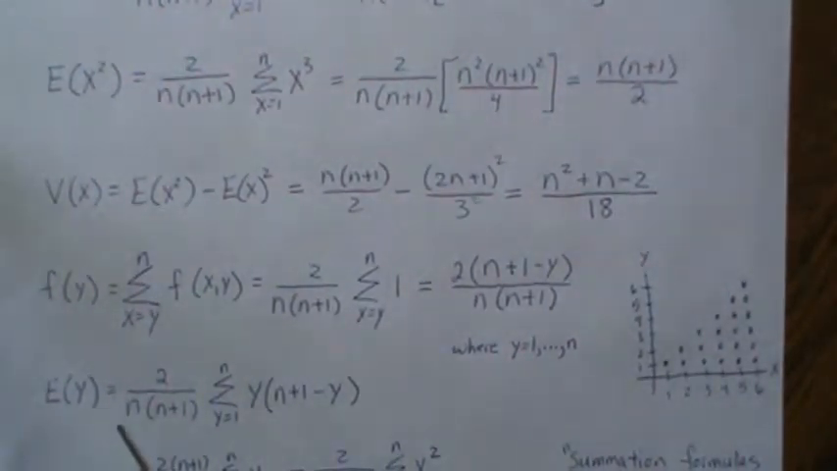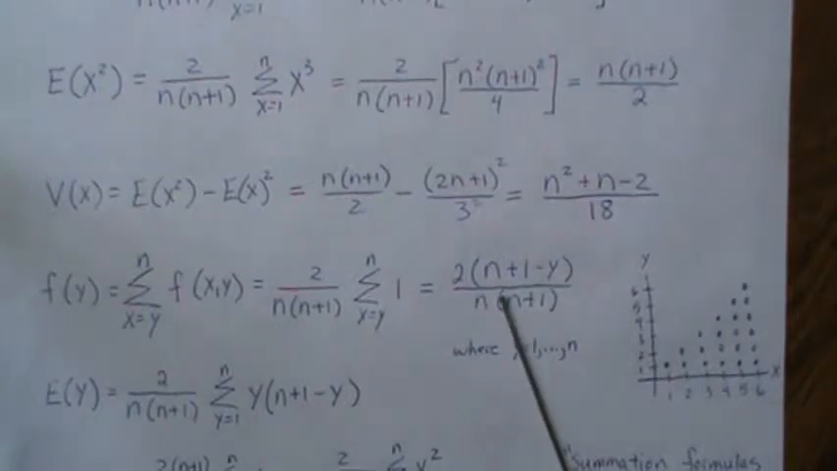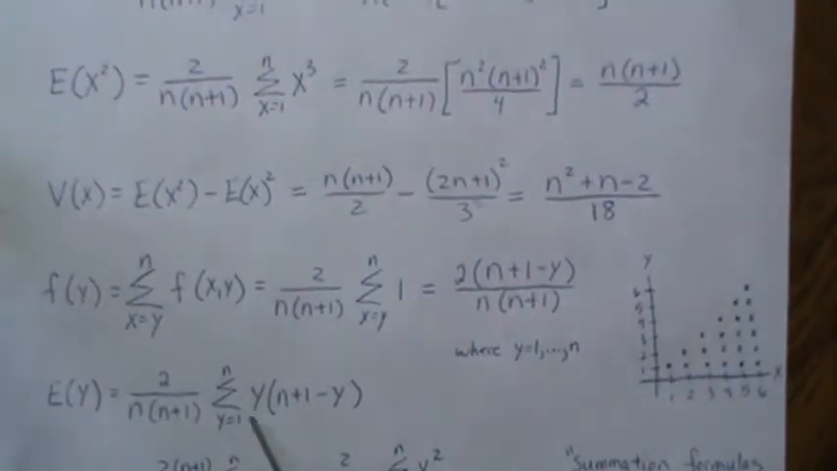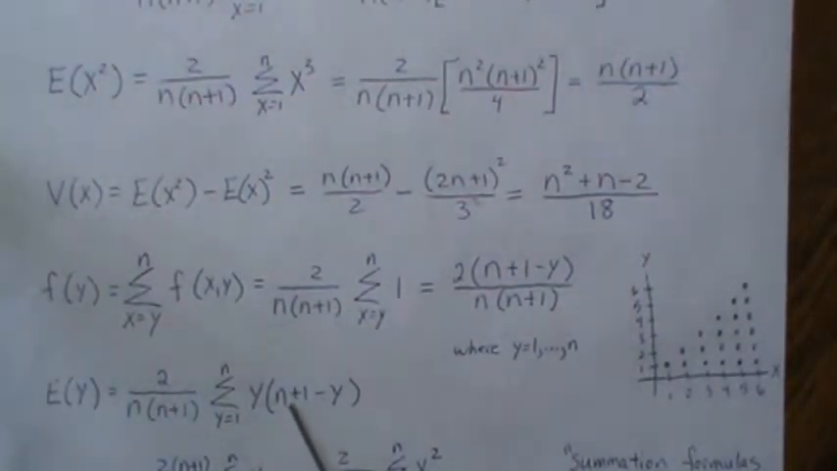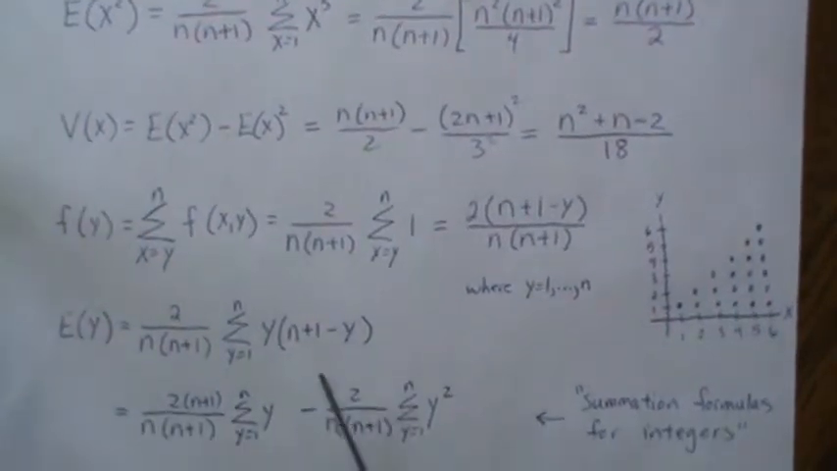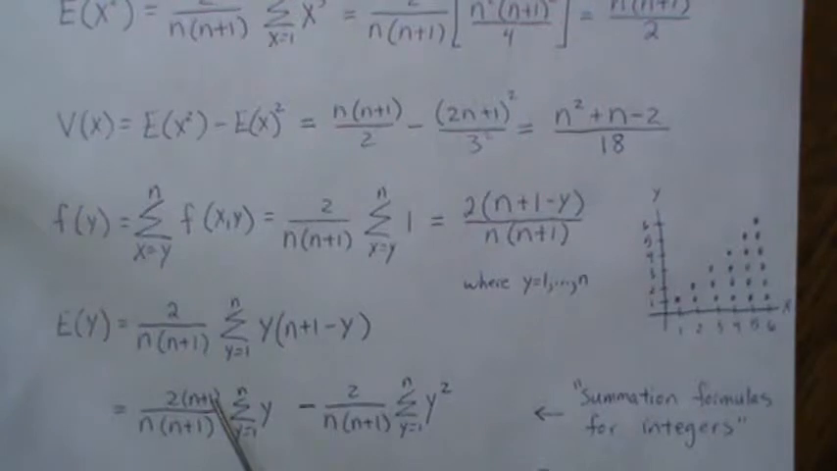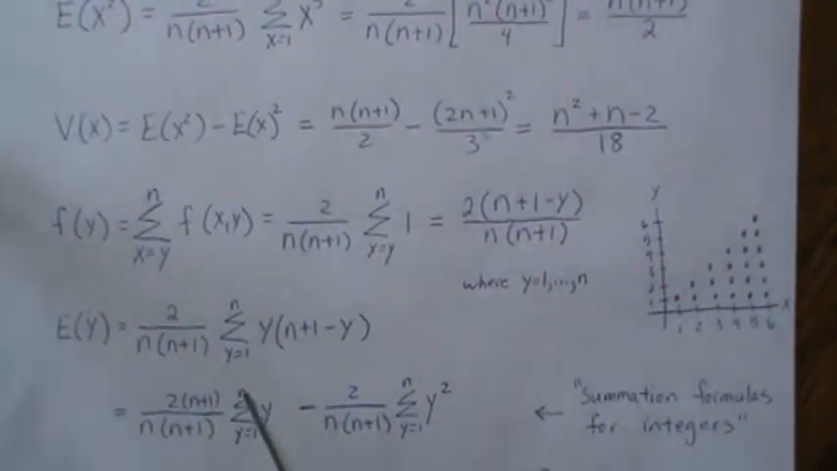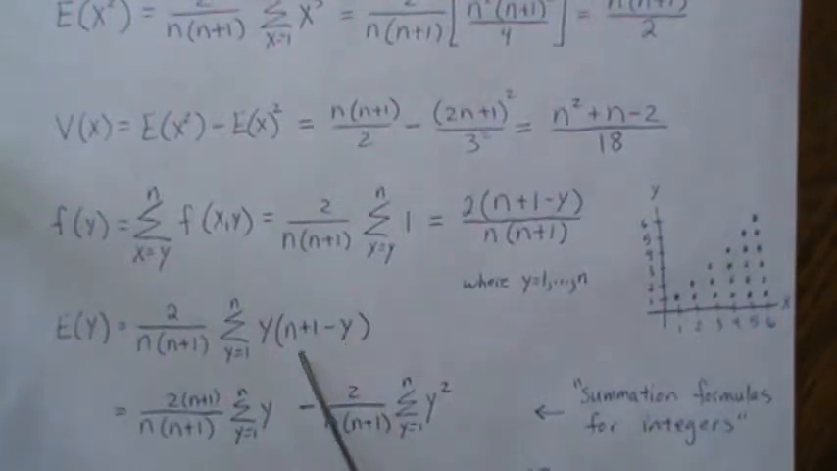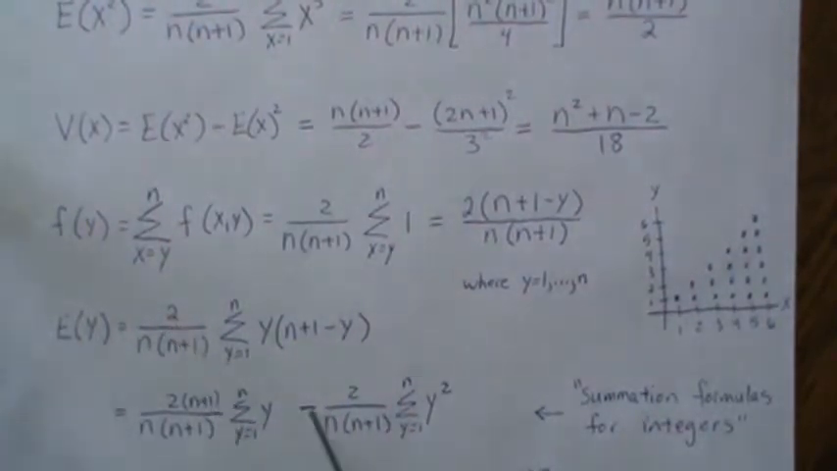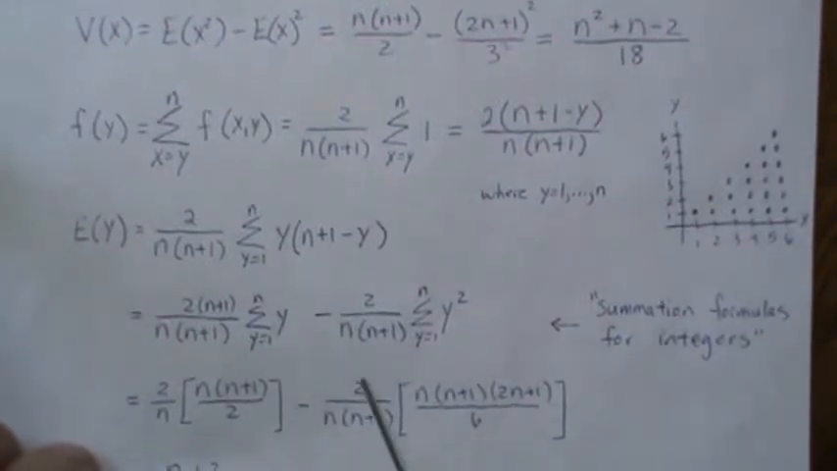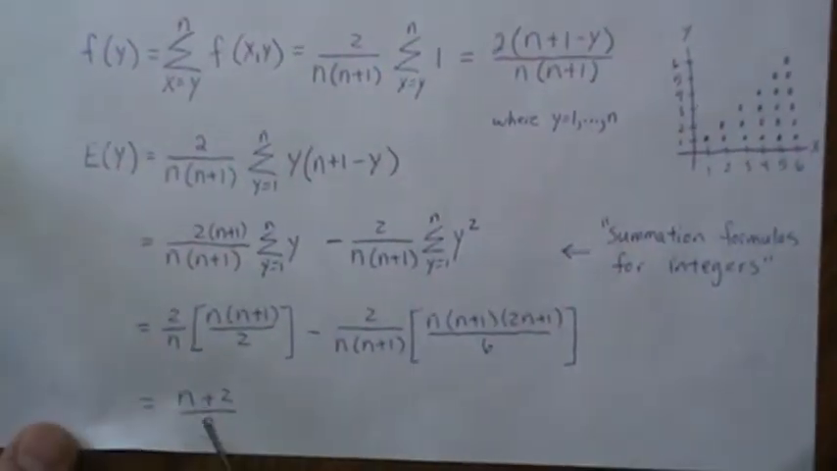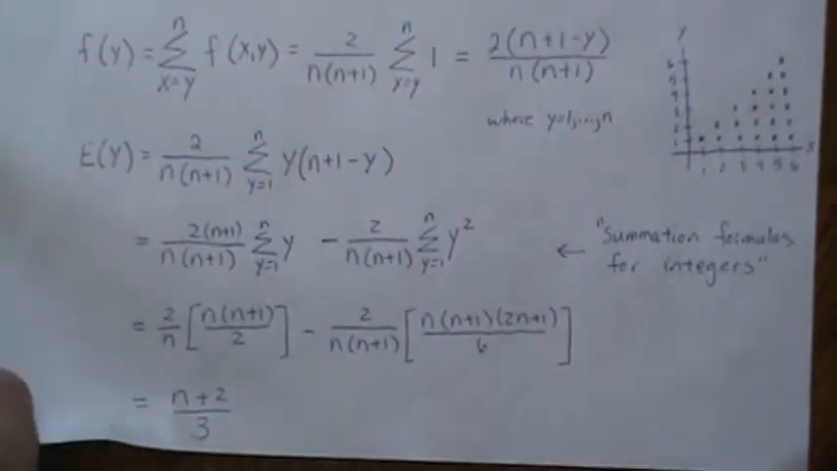Now the expected value of y: we stick in a y times our PDF. The constant comes out front, and it's y times this piece here. I'm going to break it up into two, the n plus 1 and the y. The n plus 1 comes out, and that's what this is, and then we're summing y from 1 to n. Here it's minus y squared, and we still have the constants out front. Again, for summation formulas for integers, I'm going to defer to that video. So that becomes this, and this becomes that. We get some cancellation there, and then it reduces to n plus 2 divided by 3.